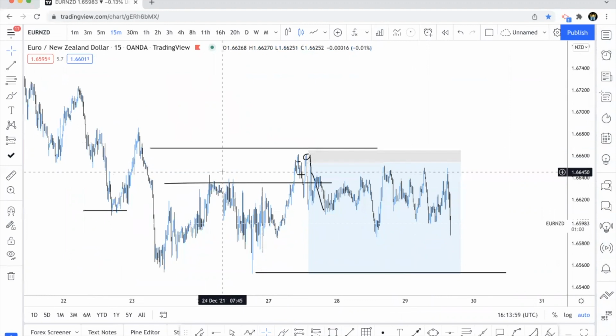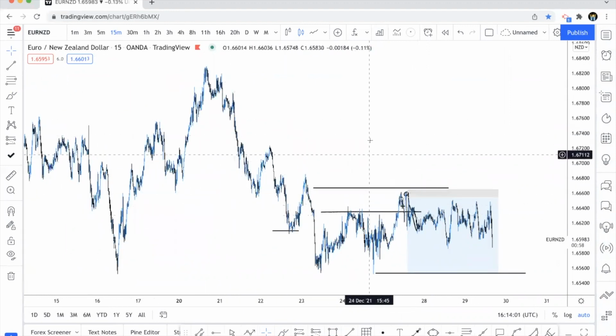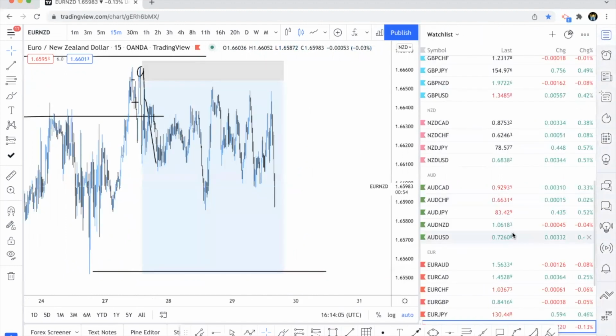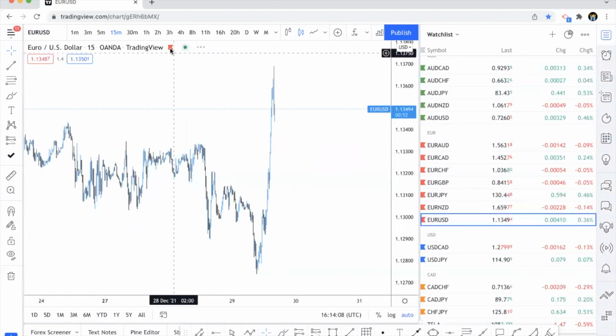It's very simple. All you're looking for is the order flow. That's pure and simple as any trading should be. Let's go to another example.